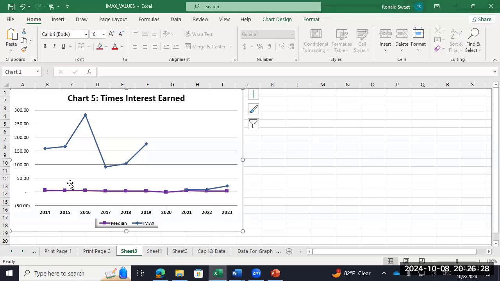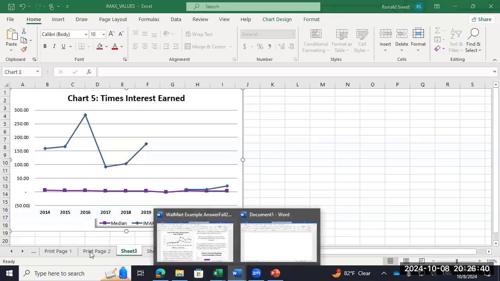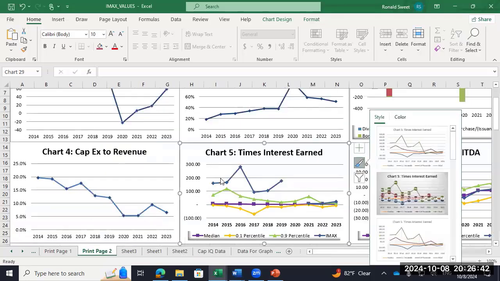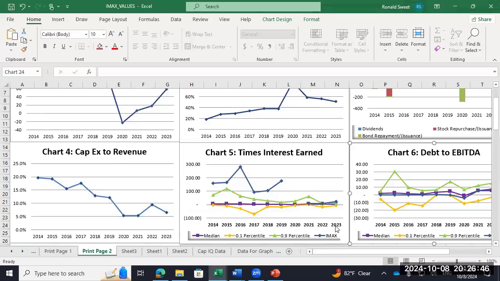So this may have something to do with her industry because I picked companies that were in that category, and that may just be the fact that this industry is just not heavily into debt. If we look at the debt to EBITDA, which I'm assuming is going to be a really small number, we'll see.